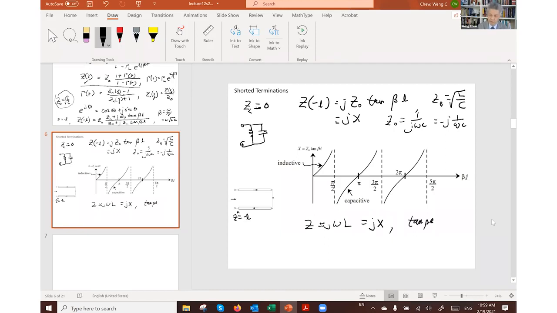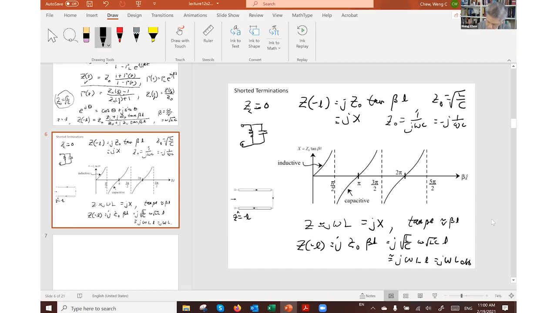you know that when beta L is very small, you can approximate the tangent as beta L. It's a trigonometric identity that you learned in high school: when the argument of a tangent function is small, it can be approximated by that. And then you have this formula, Z of minus L is j Z naught beta L. If you recall, Z naught is the square root of L over C, and beta is omega times the square root of LC. And then you have a length, and the C cancels, and this is approximately j omega L. So you can think of this as the line inductance times a small length, giving you the effective inductor of this very short transmission line.